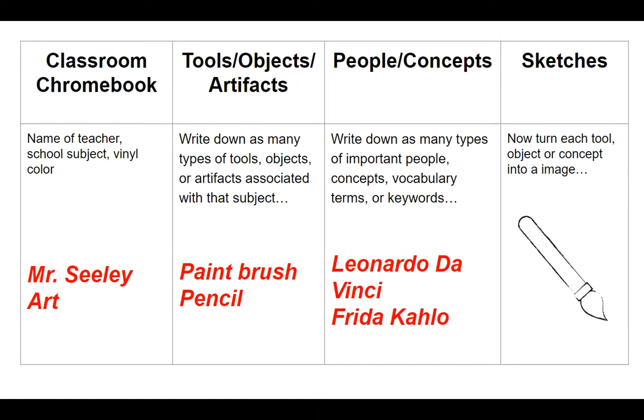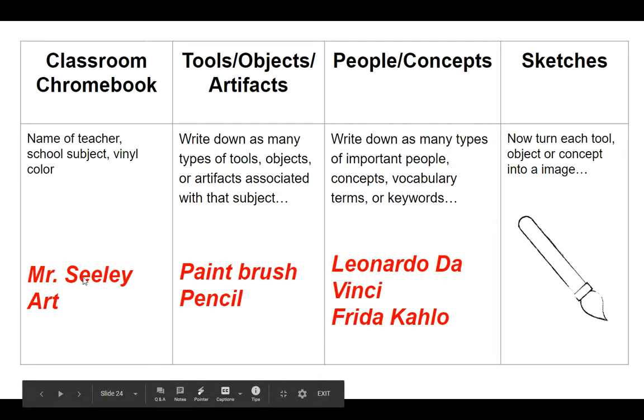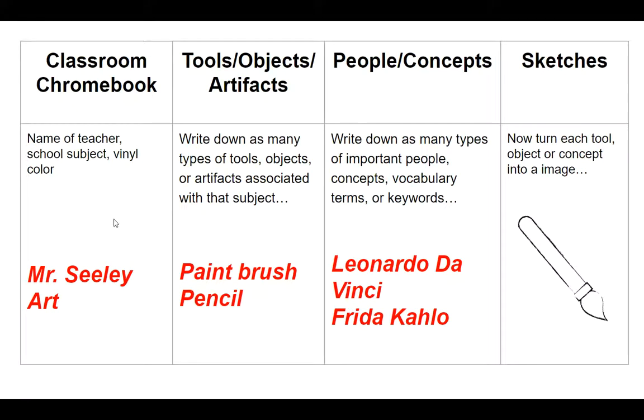So here's what you're going to be doing. Let's say that you have Mr. Seeley. No, not an option. But let's say you have Mr. Seeley for art, and you're going to be drawing or designing Chromebooks for them. You're going to start in column 1 and write the teacher's name and the content area. Don't worry about the vinyl color or the Chromebook number at this point.